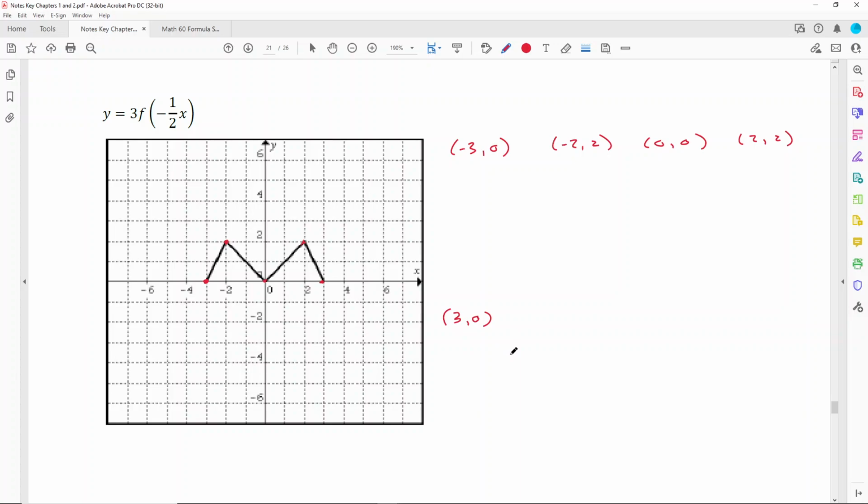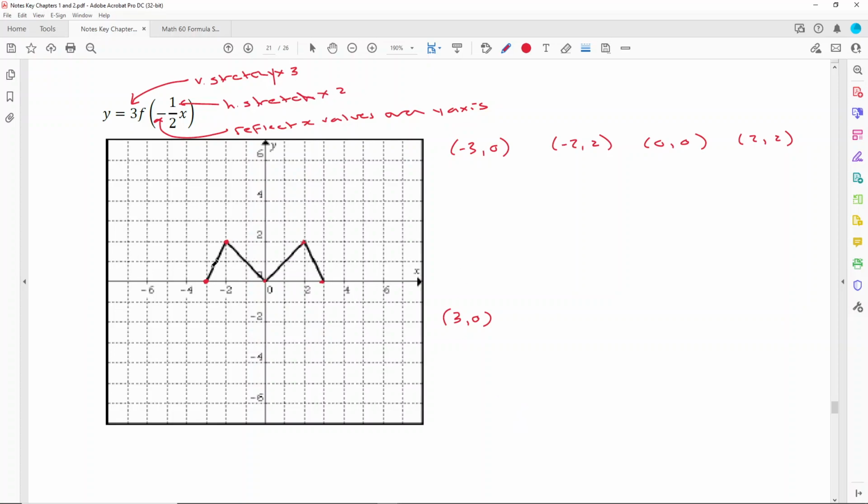Okay, what transformations am I doing? Well, this is going to cause it to vertically stretch by 3. In other words, my y values are going to multiply by 3. The negative is going to reflect the x values over the y-axis, and the half is going to horizontally stretch by 2. Remember, opposite as it appears. Okay, so we can do that in order.